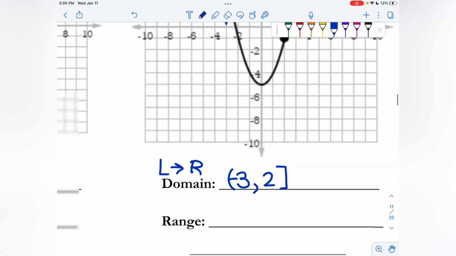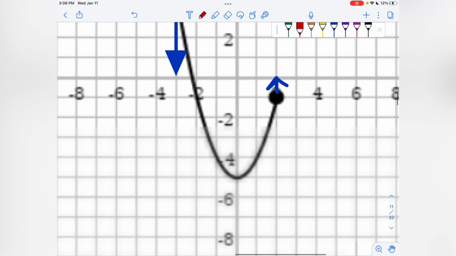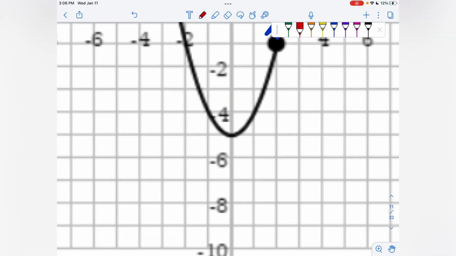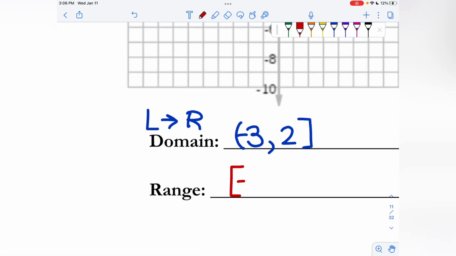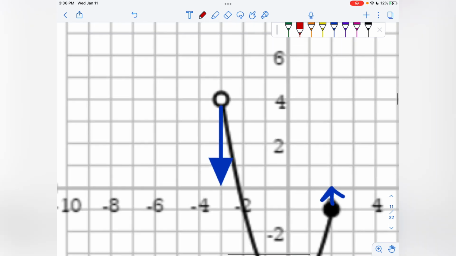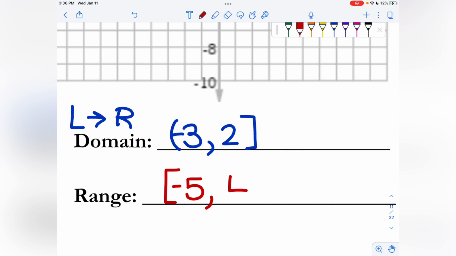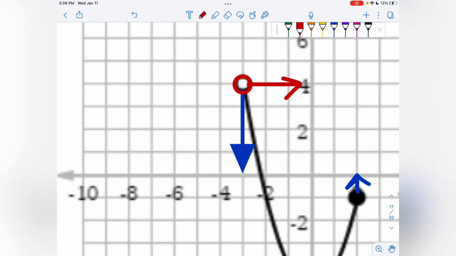Be really careful, because the bottom of this is not a dot, and it doesn't have to be. The bottom of this is here at -5. Now, if there is no dot, we automatically assume it's a closed circle. So this starts at -5, and it includes -5, and the top is here at 4. The 4 gets a parenthesis because this is an open circle.